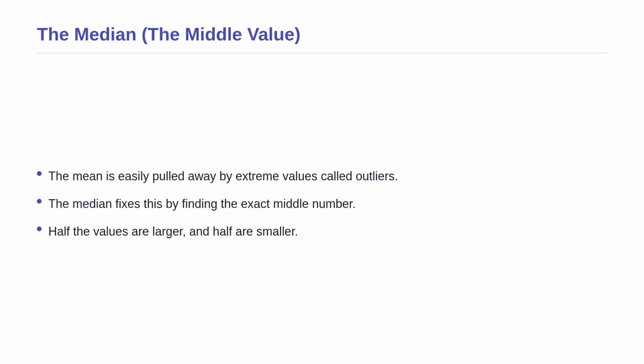So we have successfully calculated the mean, but it has a major weakness. It is easily pulled away from the true center by extreme values, which statisticians call outliers. Imagine 10 regular people are sitting in a coffee shop and suddenly a billionaire walks in. The mean wealth would make everyone look like a multi-millionaire, which is completely misleading. To fix this problem, we use another measure of location called the median. The median is simply the exact middle number when you line up all your data from smallest to largest.